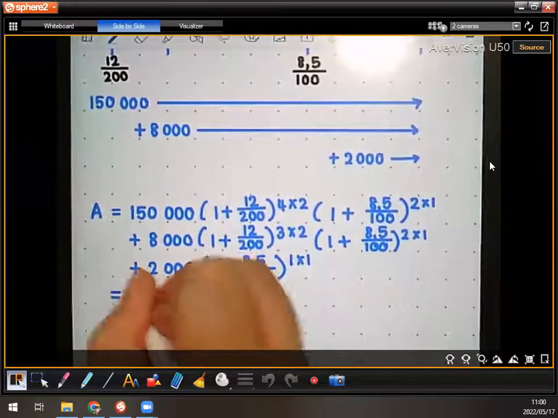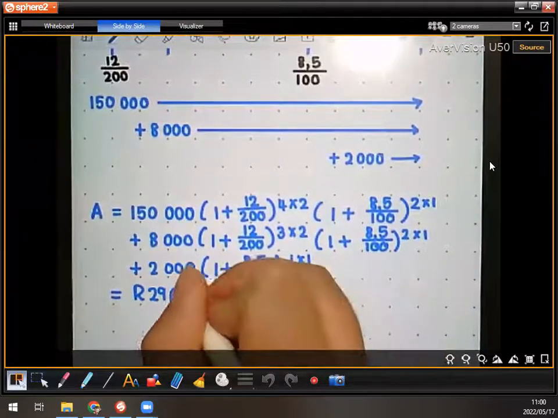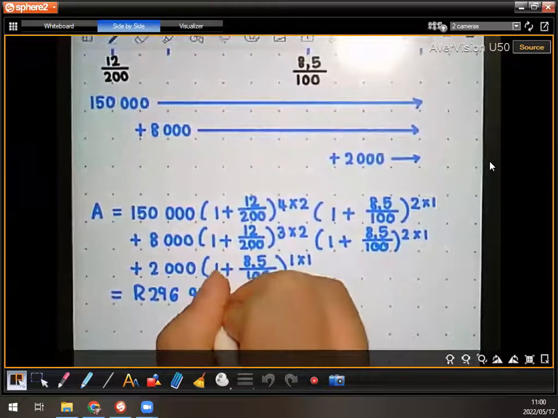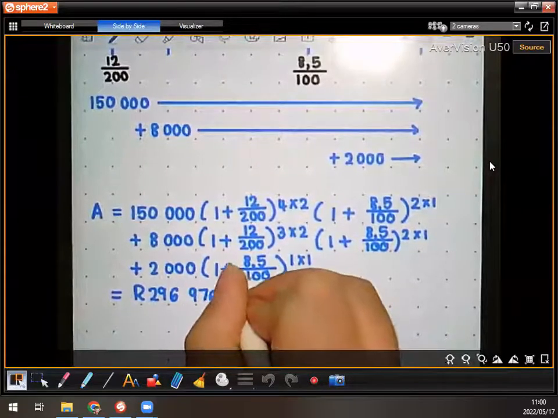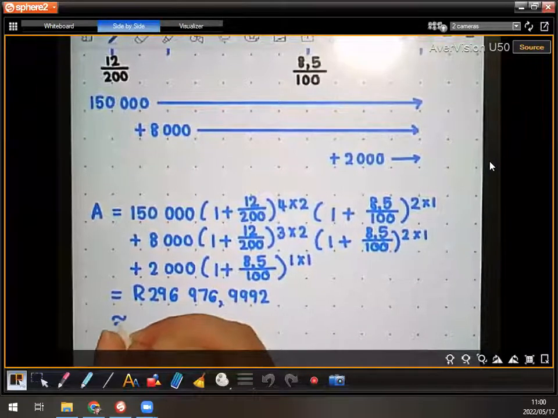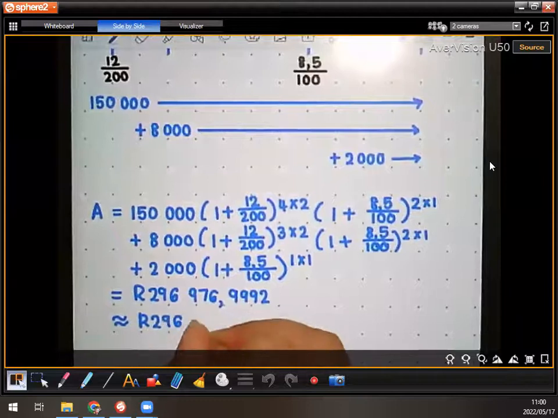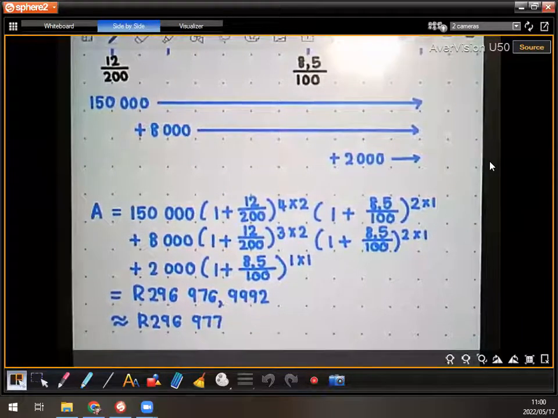Okay, so I am getting this 296,976, oh, and then it's a bunch of 9s, 9992. I think we should round that up to 296,977. Right, because if you round that 9 up here, it's going to become 0. Round up the whole value there.